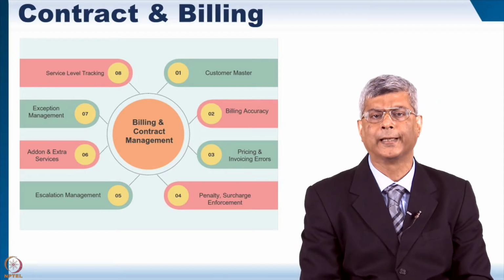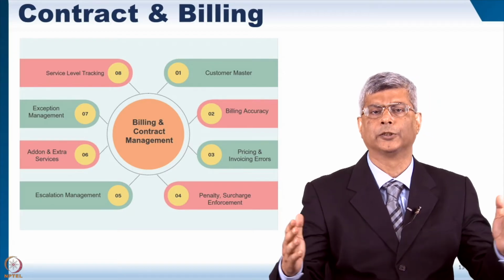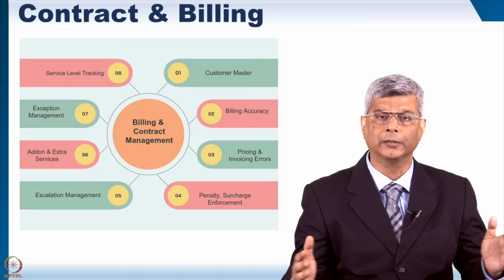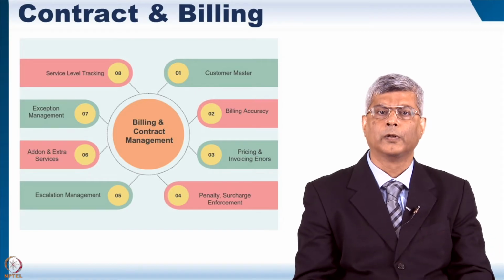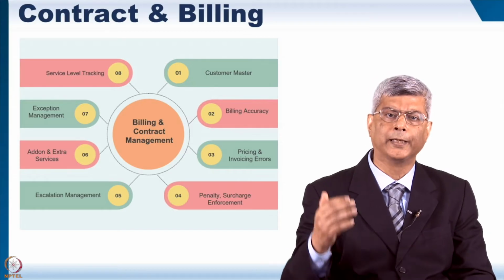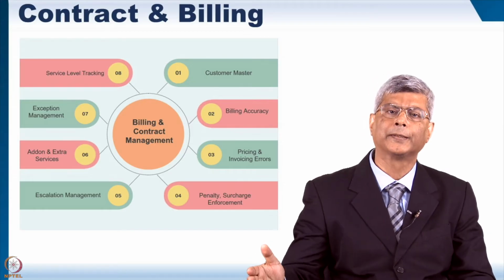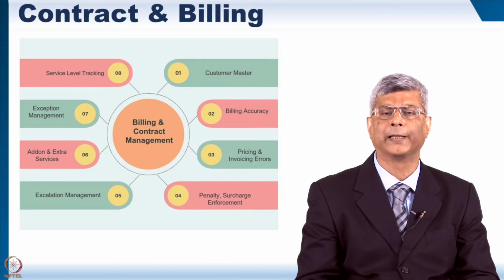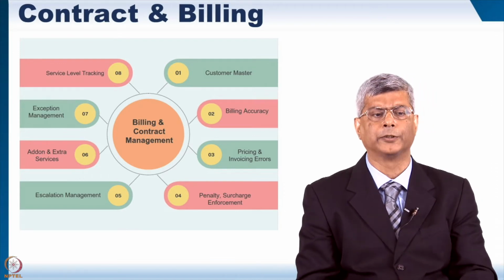There are also penalty and surcharges for complex products. So if you have, let's say, a service to build a bridge or build a building, there will be penalties because in the contract, the government may say, if you delay it beyond a certain time, you have to pay us penalty. So that also has to be managed.